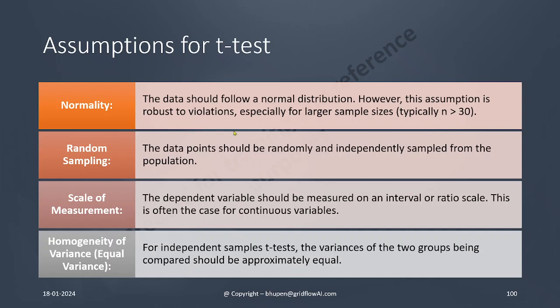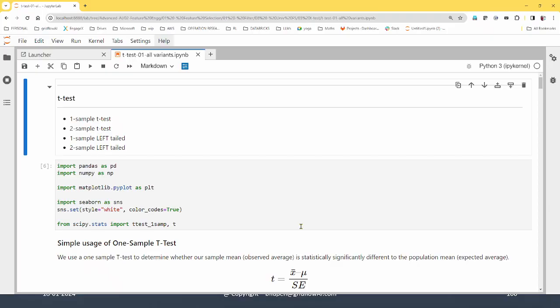Okay, so now I'm going to show you the Python implementation to show some of the variants of t-tests. So we're going to talk about a few variants here. First I'm going to show you one sample t-test, then two sample t-test, one sample left, and two sample left, just to illustrate the different types of t-tests that we use.